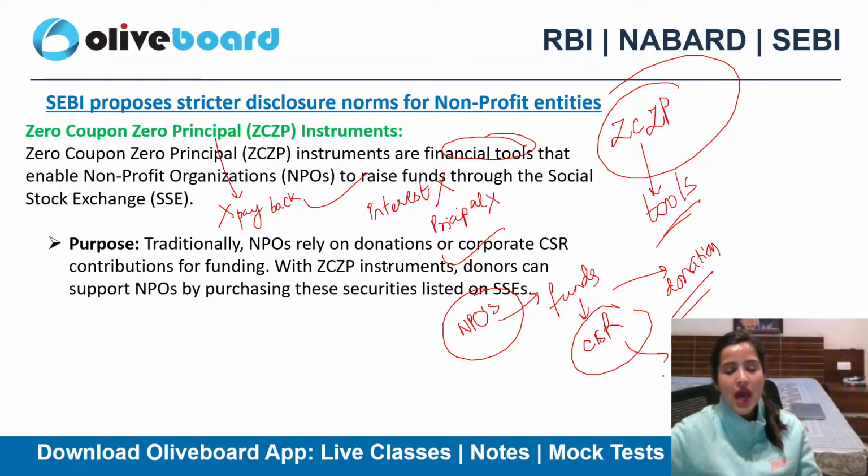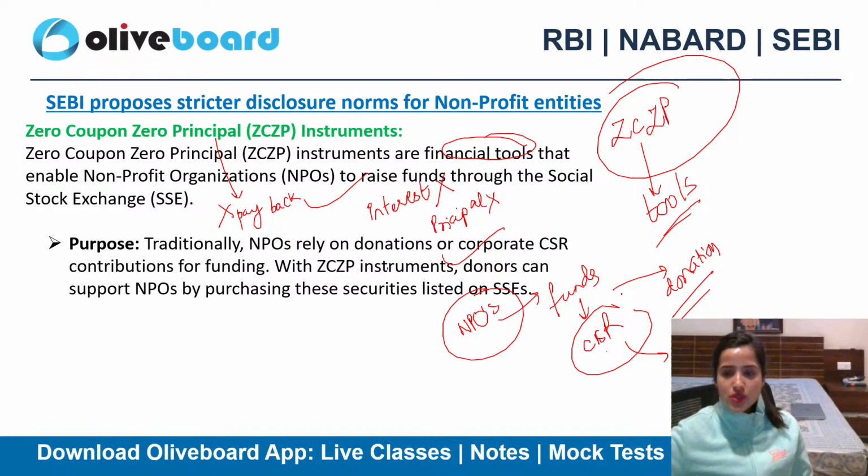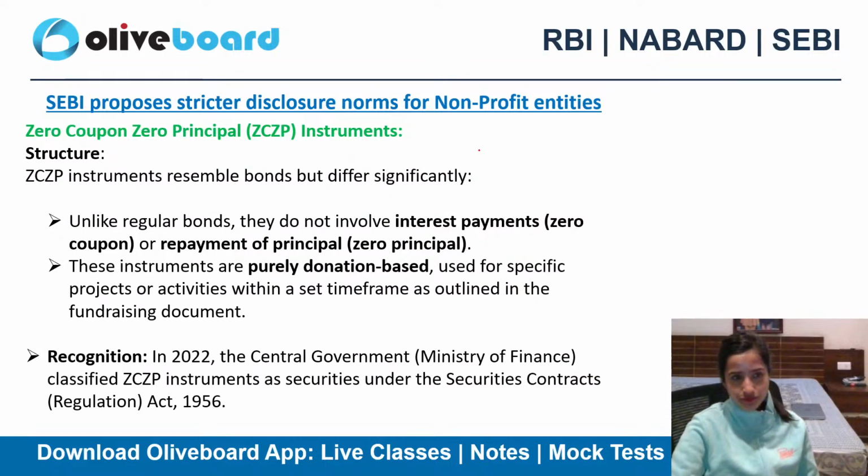You know that there's a huge gap in our CSR responsibilities. There's a lot of issue in case of CSR. Why? Because corporates are misusing this corporate social responsibility and they're not responsible enough to provide funds through the CSR. They are doing some kind of, you can say, irregularities. So initially they were raising funds for this, but it was not enough. Right? So with these zero coupon, zero principal instruments, donors can support NPOs by purchasing these securities listed on the social stock exchange. Clear?